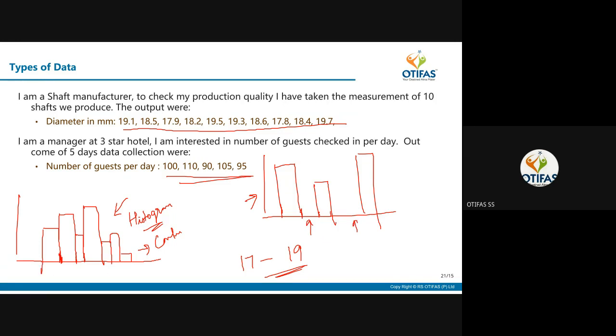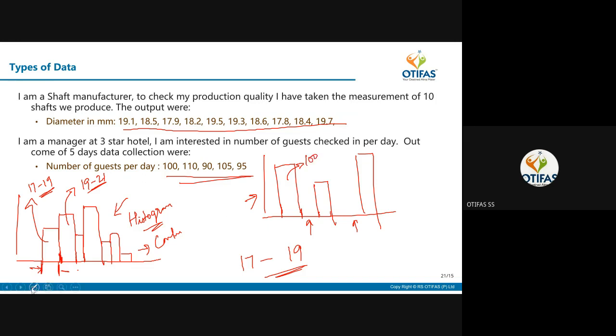But in a histogram, there is a meaning to the width of the bar. Suppose this width means 17 to 19, the measurement between 17 and 19 mm. This width represents 19 to 21 mm. So in the histogram, there is a meaning of width. But in a bar graph, there is no meaning of width. A bar is just one bar, considering one discrete value, 100 people, for example.